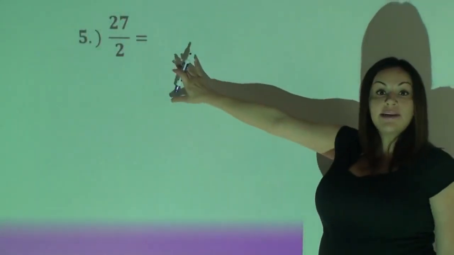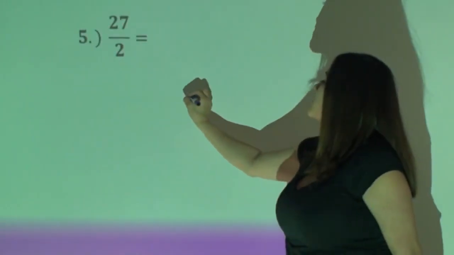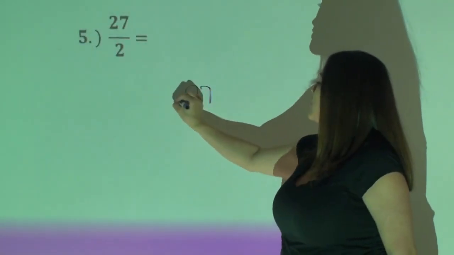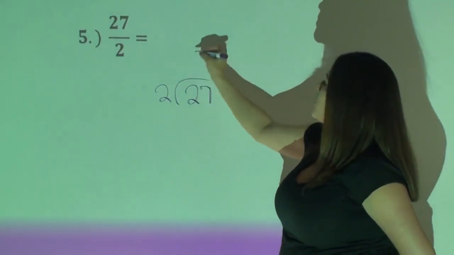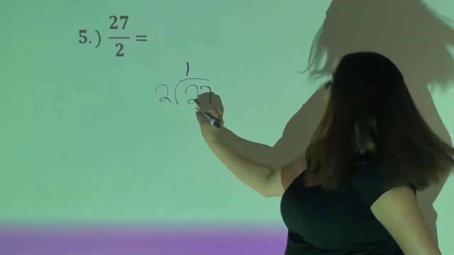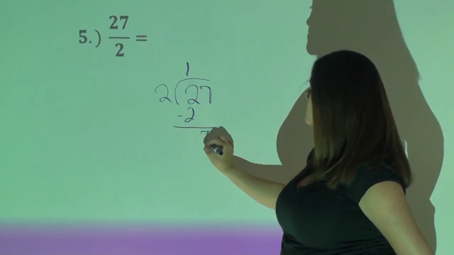Here we've got 27 divided by 2. Again, we're going to use long division. So this will be 27. We're going to divide 2 into it. 2 goes into 2 once. 1 times 2 is 2. Okay, and we bring down our 7.